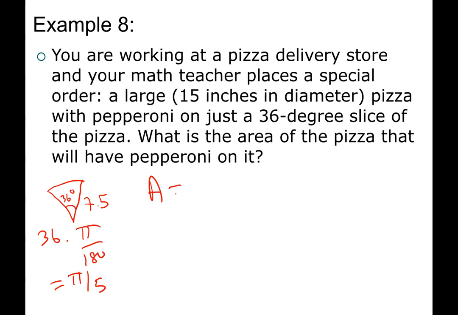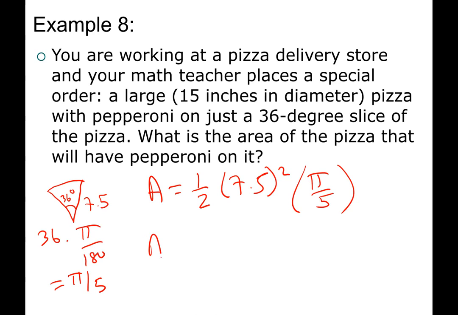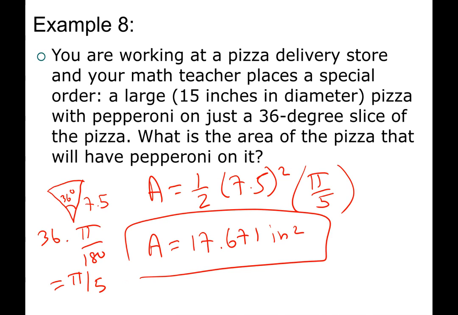So the area of this pizza slice is equal to 1/2 times r squared times the angle, which is pi over 5. Because of the fact that you have a decimal in it already, I would probably just go ahead and put that entire thing in my calculator, giving you 17.671. And again, because it's area, it would be square inches.